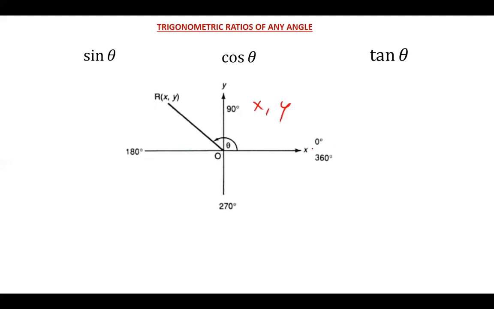So this one is cos, and then this one is sine rather. So this x comma y can be read as cos theta comma sine theta. So this is how you read them.